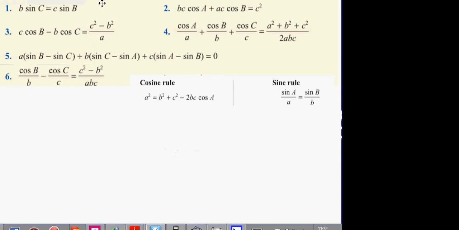Let's start off with number 3. Number 3 is actually tough, okay? C cos B plus B cos C equals C squared minus B squared over A. Alright. Pick a side to start off with. I'm going to start off with looking at the cos B and the cos C. Alright? I'm going to change this equation.